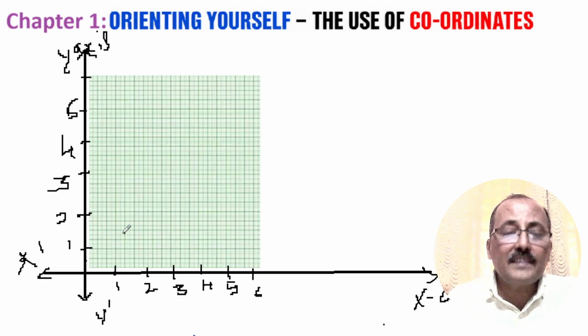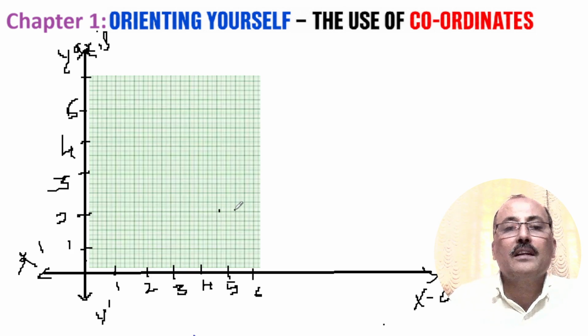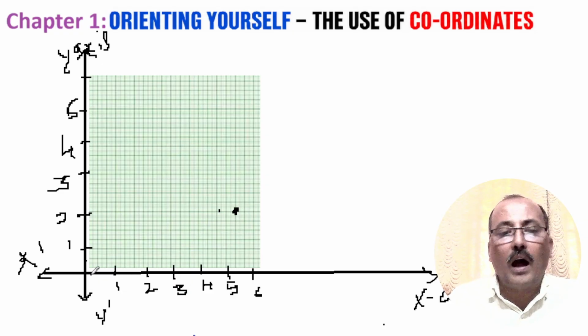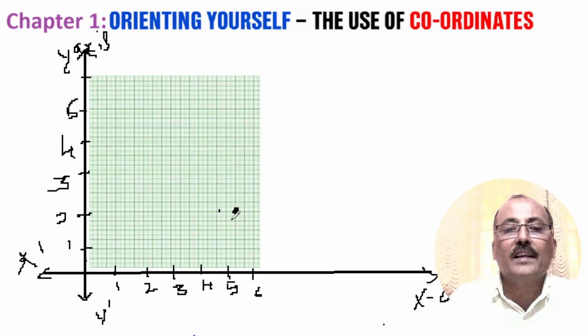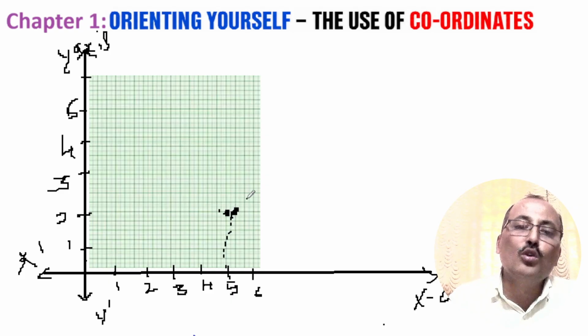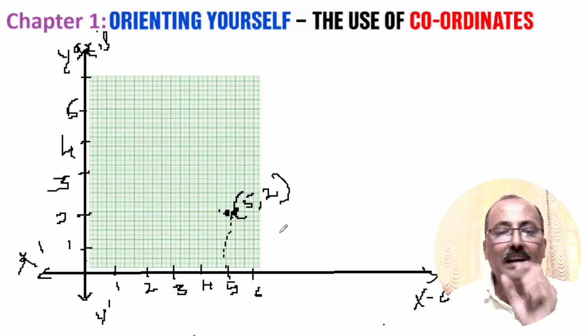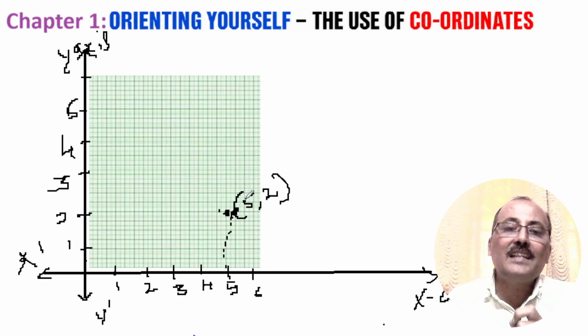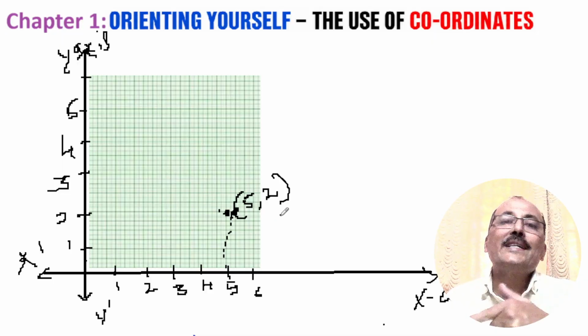Now in this graph sheet, we are going to locate one point. I locate this one: along the x-axis you have to walk 5 units, and then along the y-axis walk 2 units, and this is called (5, 2). A very important thing: always you have to locate the x-axis first, y-axis next.